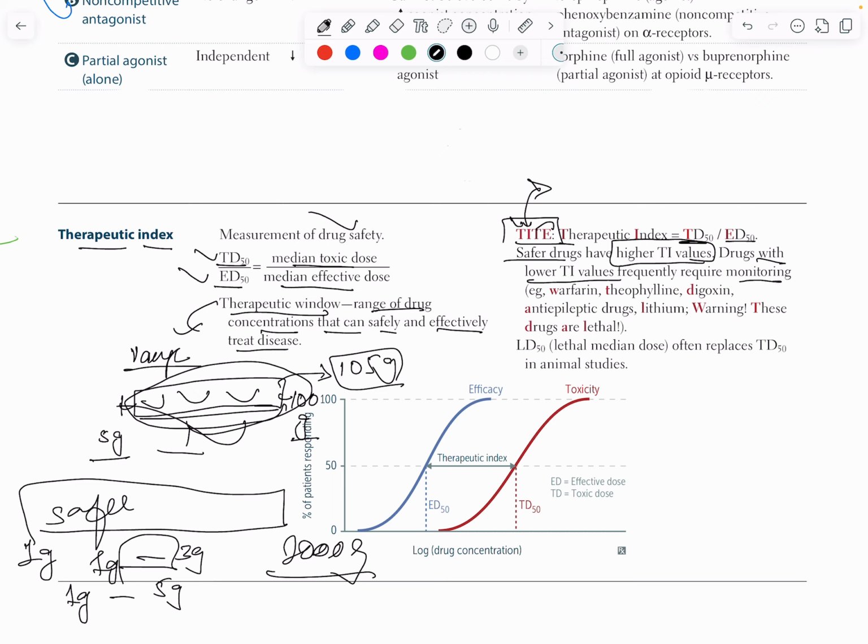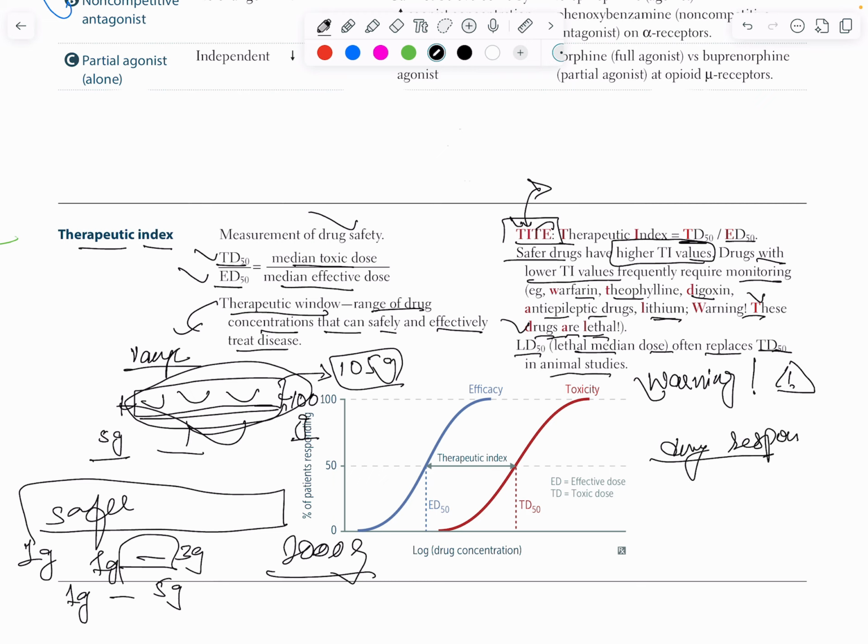These drugs include warfarin, theophylline, digoxin, anti-epileptic drugs, and lithium, and we have a mnemonic, WTDEL, a warning, a dangerous sign. These drugs are: W stands for warfarin, T stands for theophylline, D stands for digoxin, E stands for anti-epileptics, and L stands for lithium. Like lithium, a medium dose often places it in the toxic zone in animal studies. For example, if a researcher is studying the drug response.